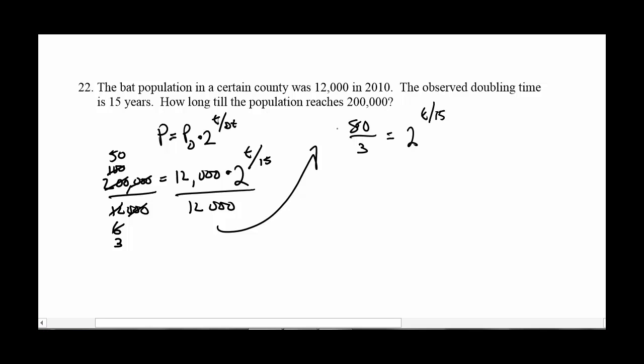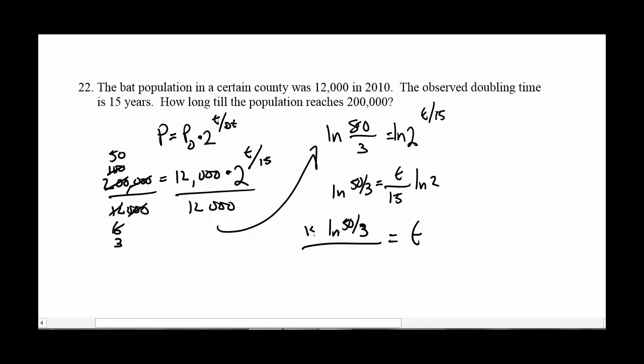Then I want to take the ln of both sides, so the ln of 50 thirds. The reason I do the ln is that it allows me to bring the exponent out. So then I've got this nice lovely formula for t: ln of 50 thirds, I'm going to multiply by 15, and divide by ln of 2. And that's a lovely exact answer.